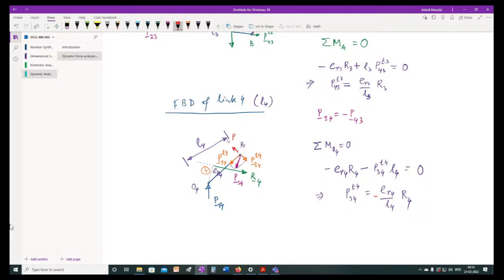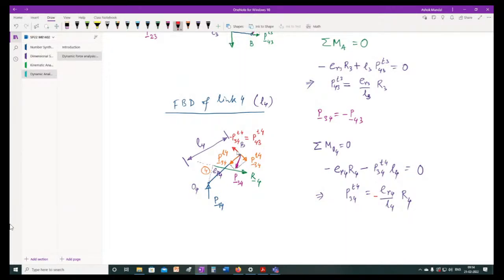Can I write this component of force, this red direction I have shown, as minus P34 tangential to 4? Yes, sir. It is the same force, so can I call this P43 tangential to 4? Please understand this.